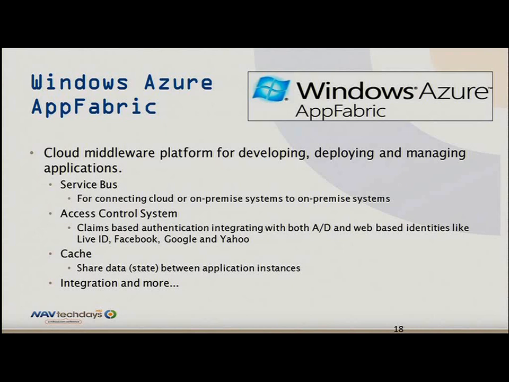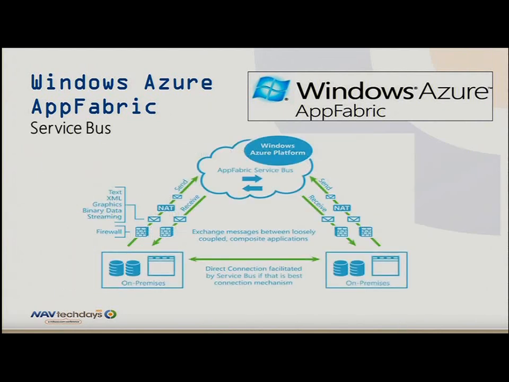The most interesting thing in AppFabric for NAV is the service bus, which is used to connect cloud or on-premise systems to other on-premise systems. The secret about the service bus is kind of displayed here. As you know, if you want some application to communicate into an on-prem NAV, you will have firewall issues. Nobody has their web services exposed directly to the internet so that everybody can communicate with them, and nobody likes to have their NAV on the outside of their firewall.